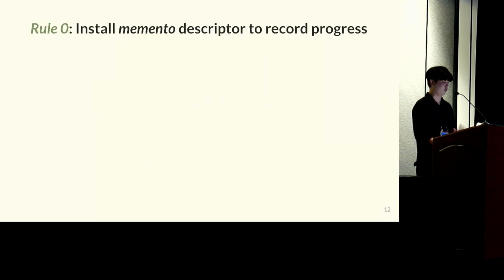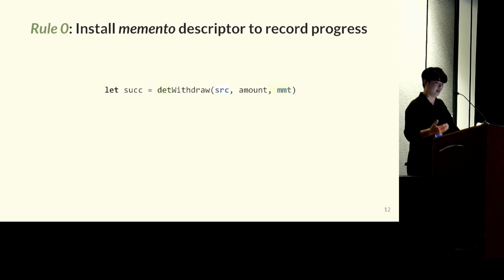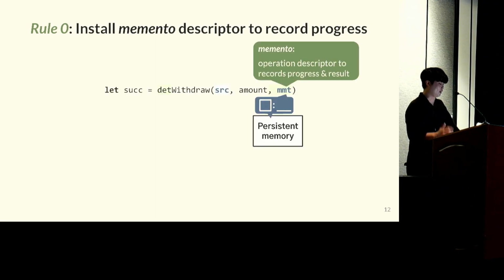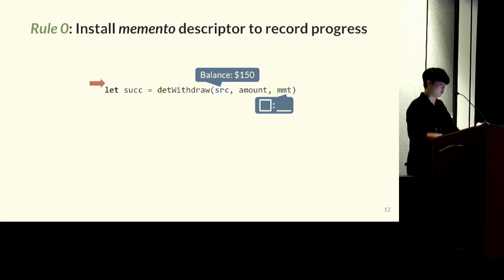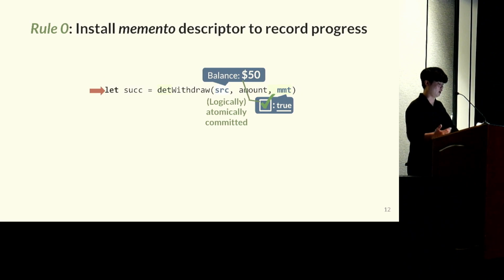Rule 0, our foundation, is the Memento descriptor. Placed as the function's last parameter, the Memento records progress and result in persistent memory. During the withdrawal function, the balance drops, and the function completion and the return value are recorded in the Memento in a logically atomic manner.